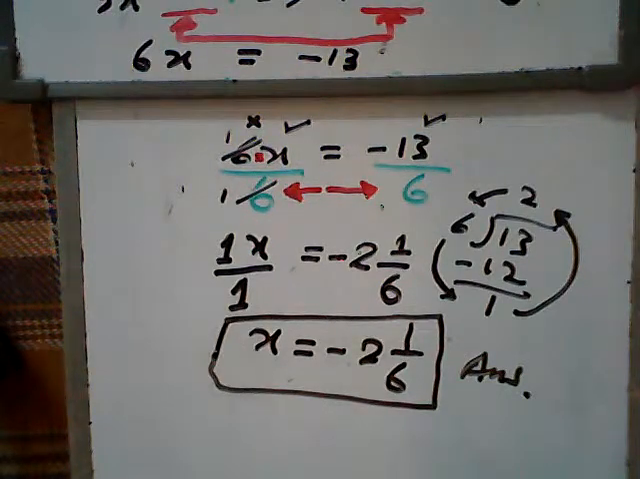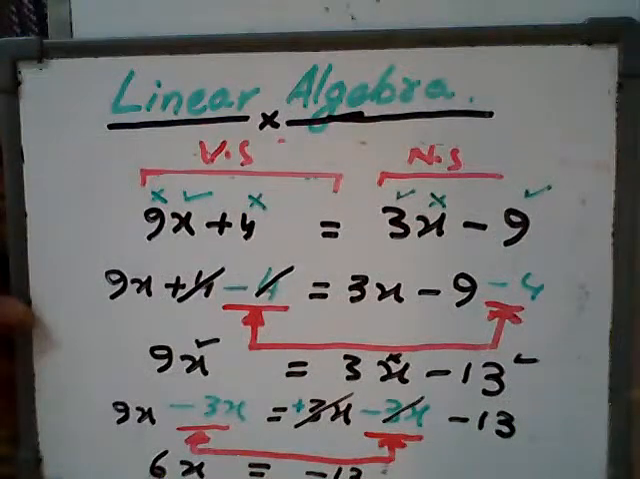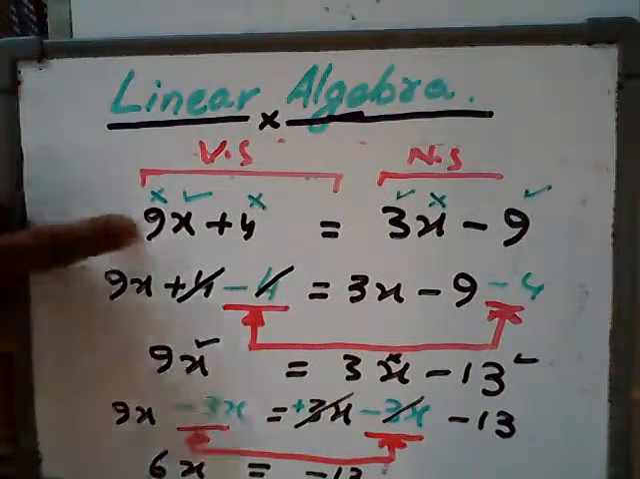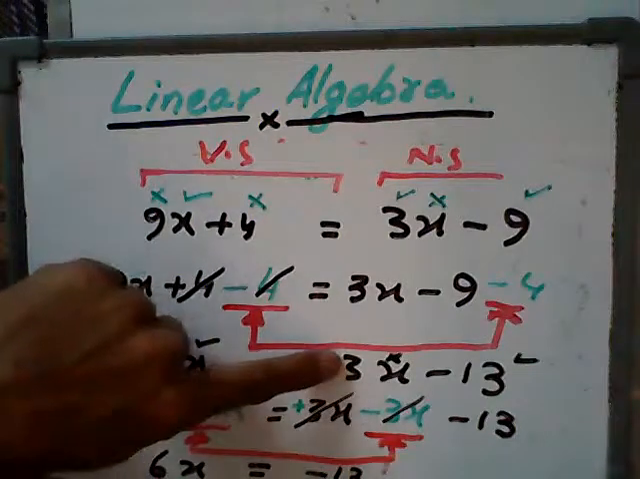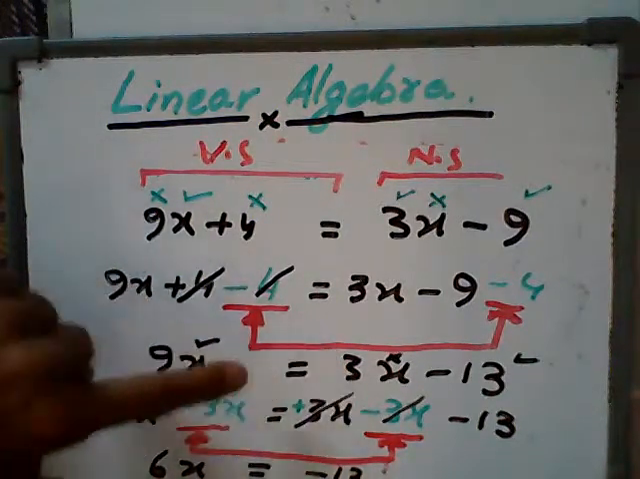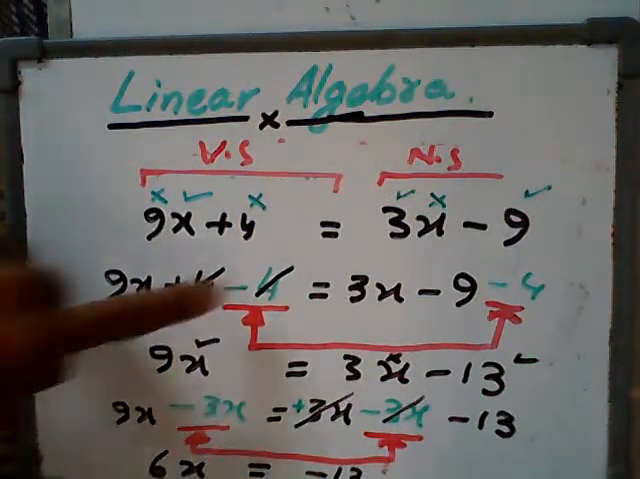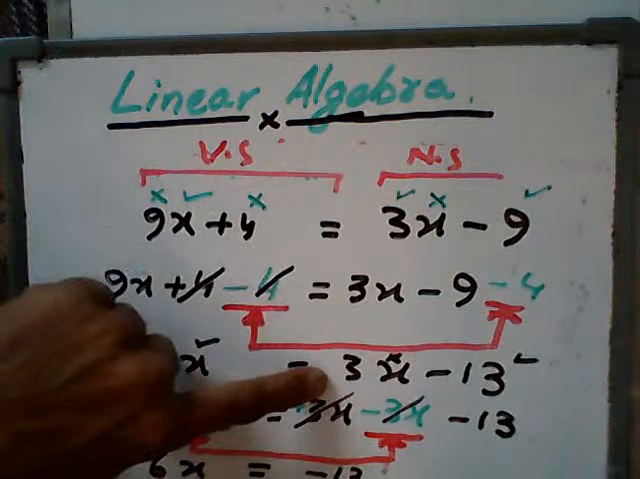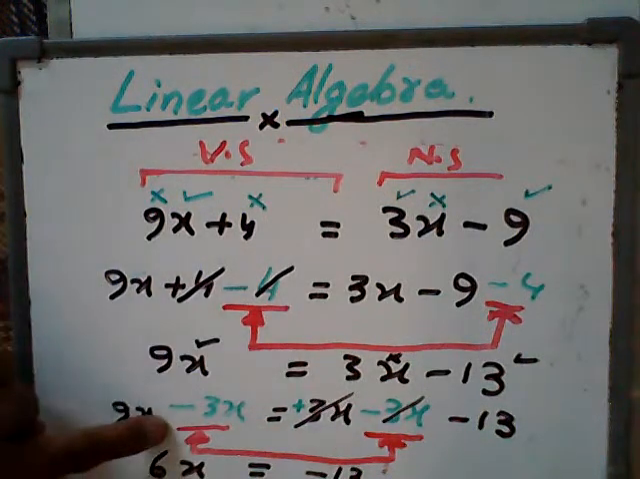Hope you understand this. Whenever we have variable on both sides, what we need to do is solve the numbers first, and then move the variable. How will we move the variable? We're using the same technique. Plus 4 was there, we did minus 4. Plus 3x was there, we did minus 3x. So it gives us the same thing on the other side.